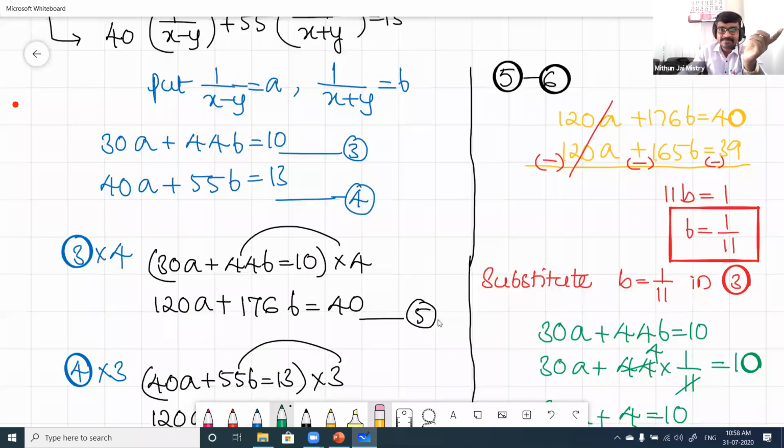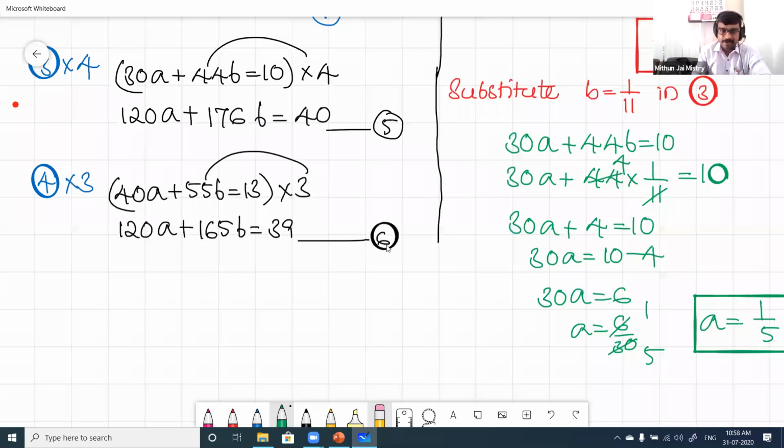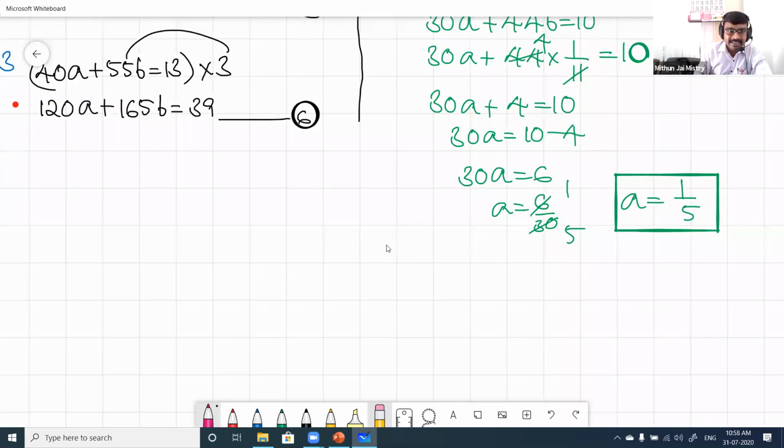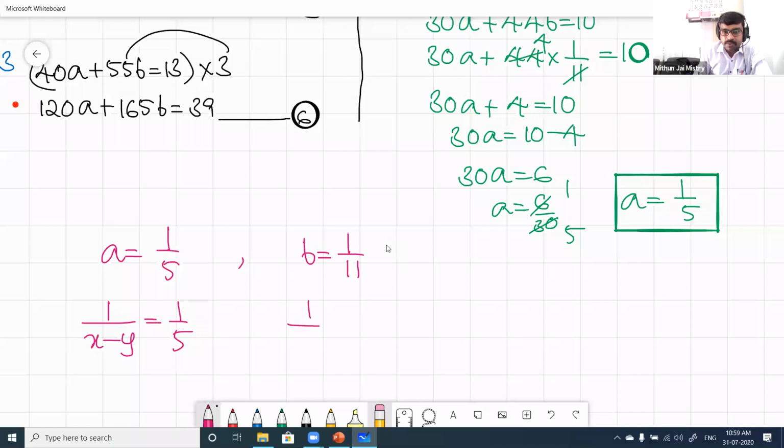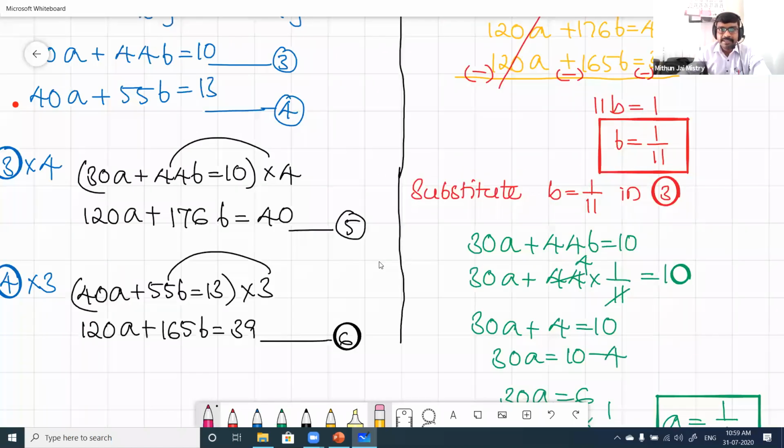So let us return. In the place of a, what we got here, once again I'm going to write a, we got as 1 by 5, but a is actually 1 by x minus y is equal to 1 by 5. And then we got b as 1 by 11. But what is b actually? b is 1 by x plus y is equal to 1 by 11. Have a look. b is 1 by x plus y, that's what I have written.